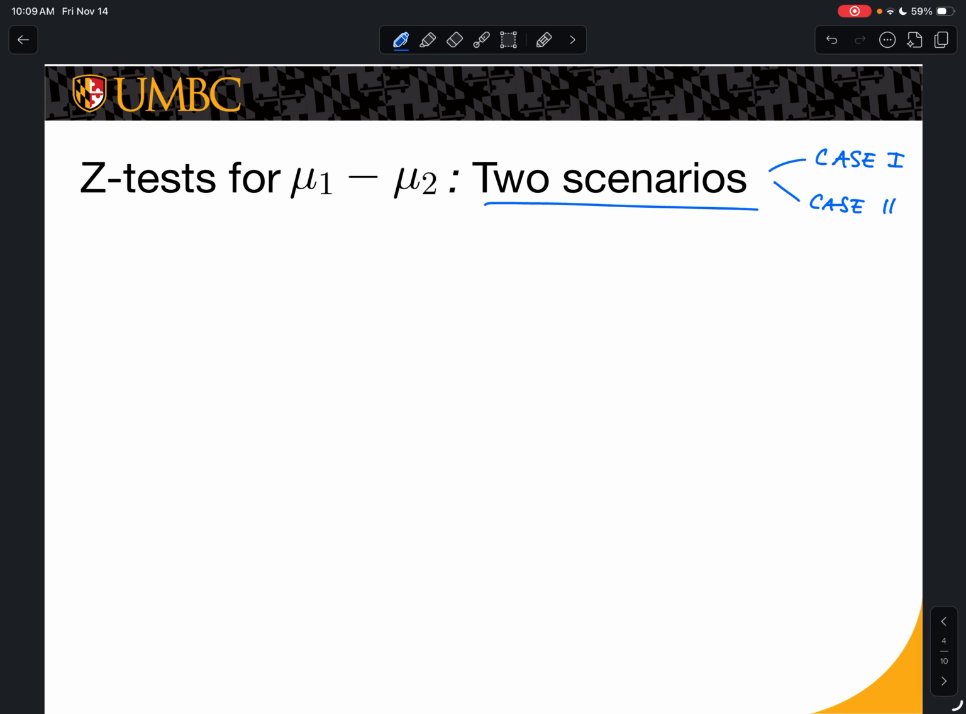These are directly analogous to case 1 and case 2 in the one population scenario. Directly analogous just means that when we were talking about one population, the first case, so case 1, was when we had a normal population with known population standard deviation. So here we have 2 normal populations, and known sigma 1 and sigma 2. So we know both population standard deviations in this scenario.